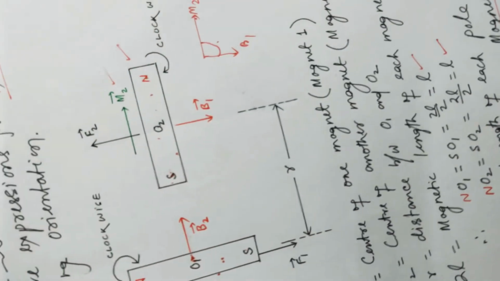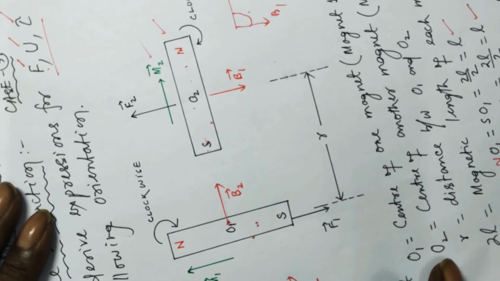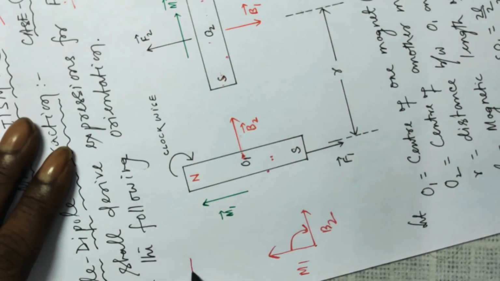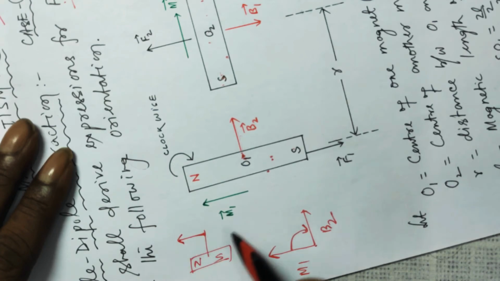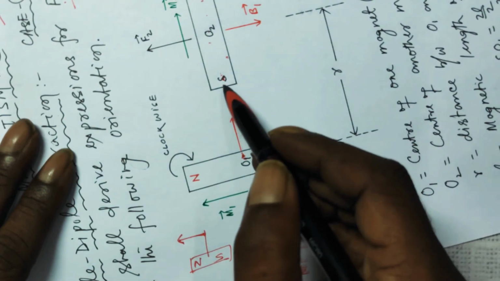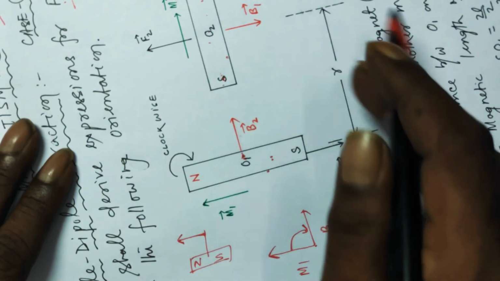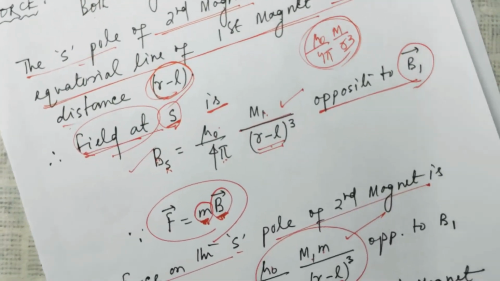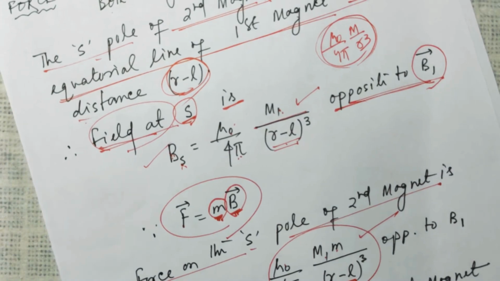In previous lessons, when we found the magnetic field on the equatorial line, we took south, north like this. For a point here, the magnetic field was to this side. So, due to this bar magnet at point S, the magnetic field is to this side. That is opposite to B1. That is what I have written.